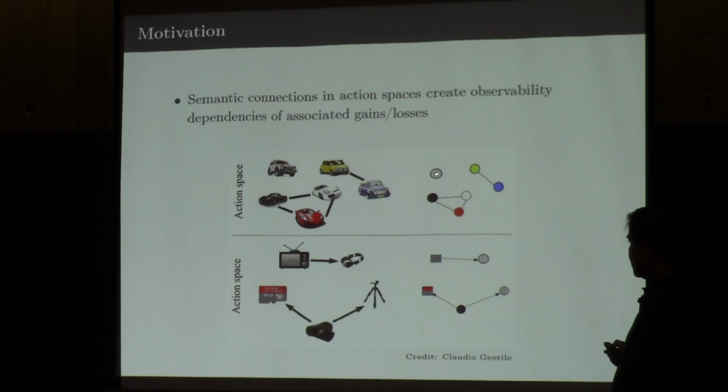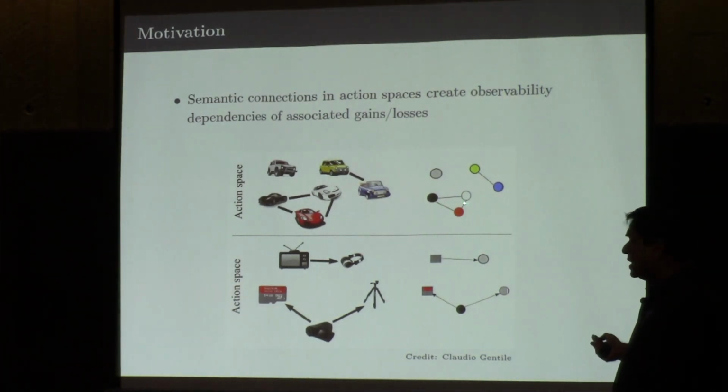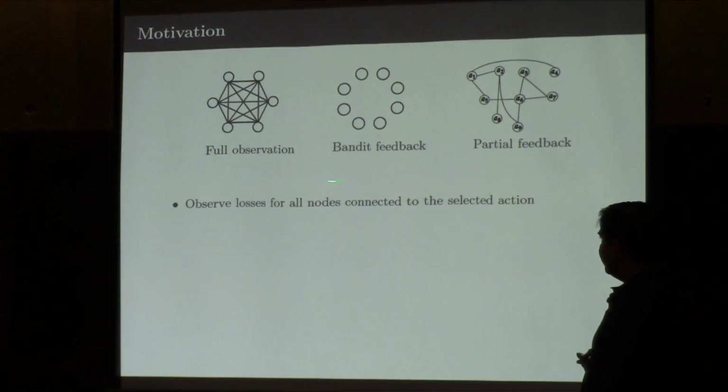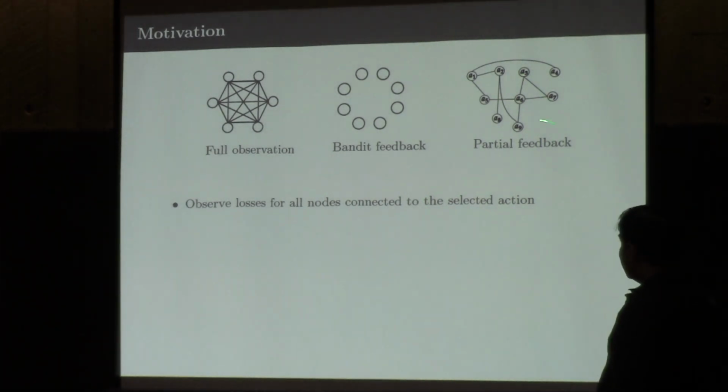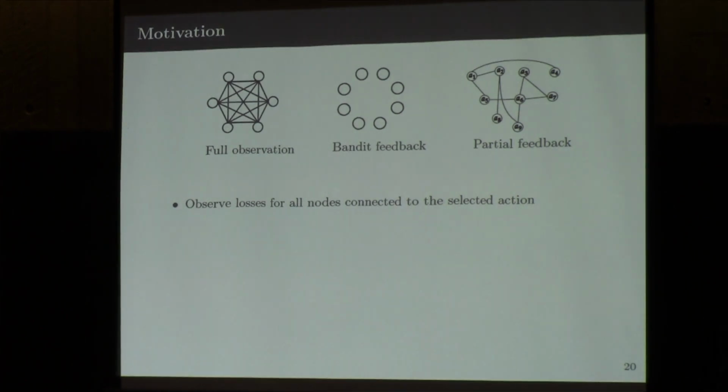Here again, each action corresponds to a node. And if there's an edge between two nodes, that means the loss for action 1 reveals the loss for action 2 if it is adjacent. Okay. And this specializes full observation and bandit feedback, right? So full observation would be a fully connected graph. Bandit feedback would be a graph with no edges. And in general, we'll be interested in what property of a general partial feedback graph determines the minimax regret bounds here.